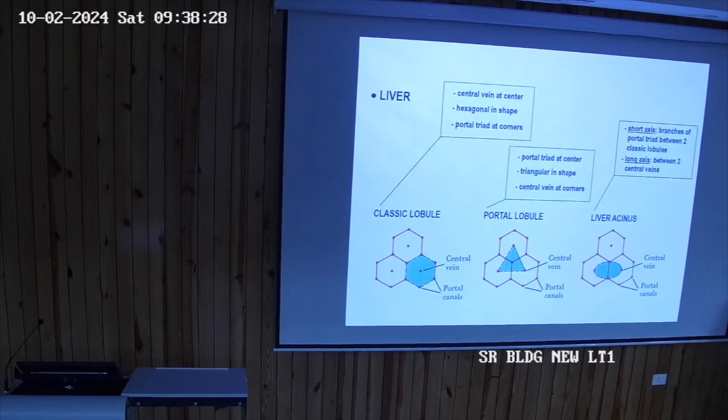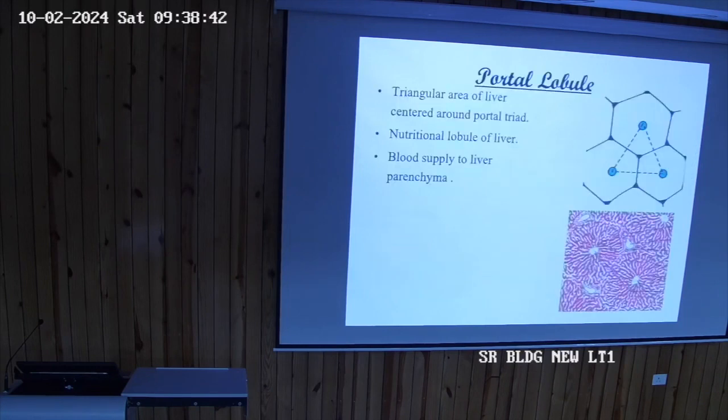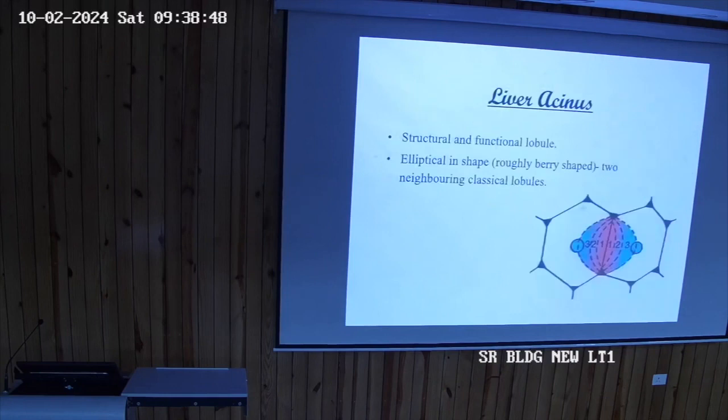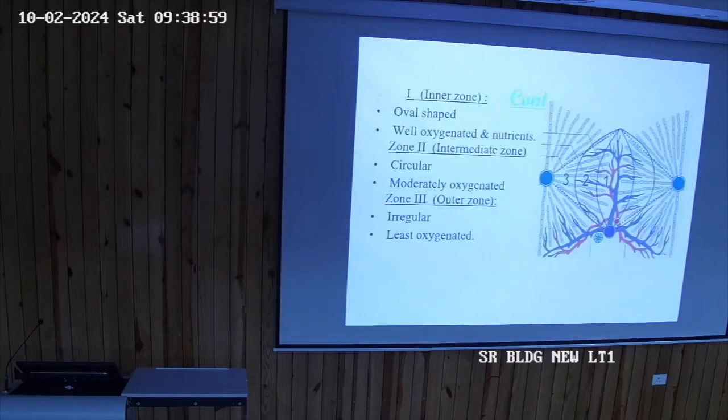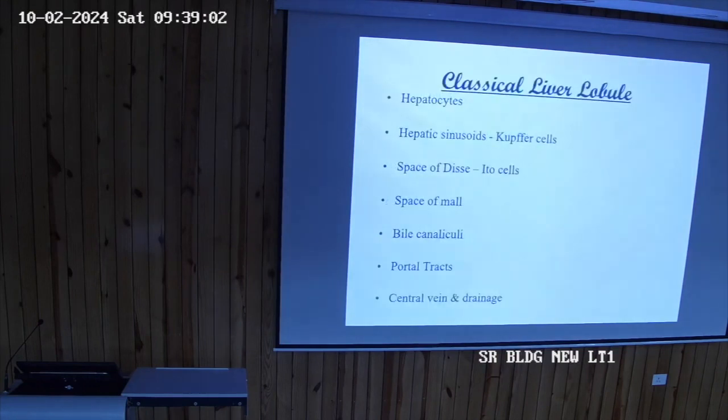You can take the picture if you want to. Any problem in understanding this portal lobule, then liver acinus? These are the 3 zones denoted here. Maximum nutrients are being absorbed by the zone 1 cells, then zone 2, and then lastly zone 3. So ये तो हो गया arrangements of hepatocytes and arrangement of the lobules.